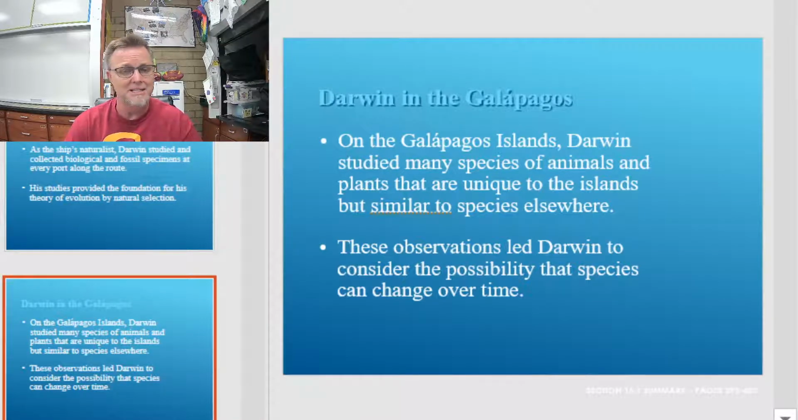These observations led Darwin to consider that populations and individual species could change over time, right? By looking at these birds, they looked similar to each other, yet they had some variation that made them specialized to the island that they lived on.